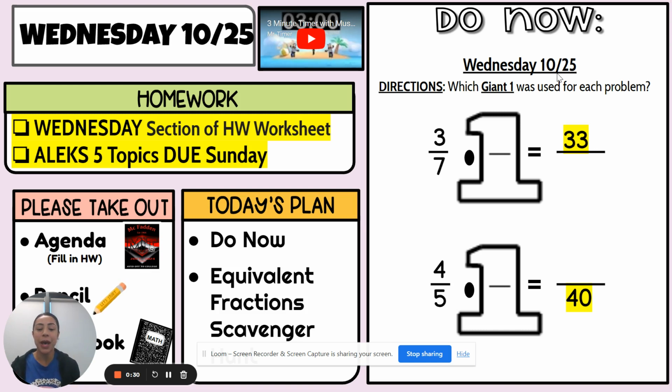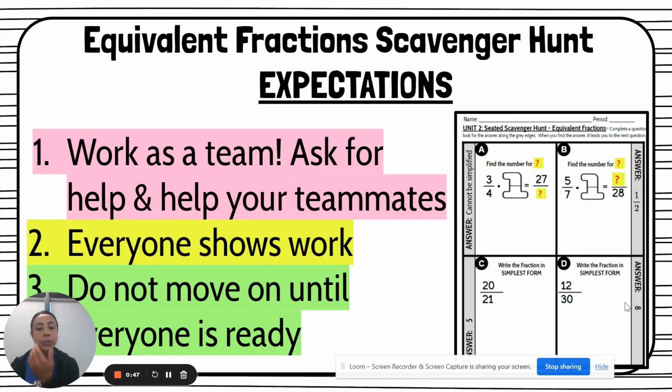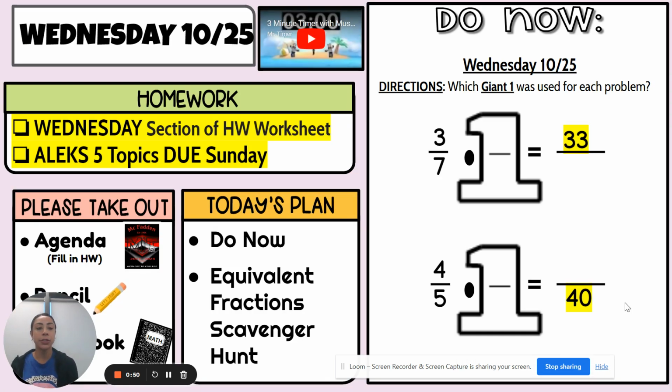All right, kiddos. Today's plan: we are going to have you complete the do now, and then I will explain what the classwork is. It's called the equivalent fraction scavenger hunt. As usual, you know what you're supposed to do when you come into class. Take out your agenda, write down the homework, which is Wednesday's section of the homework worksheet, as well as Alex 5 topics, and then complete the 2 problems in our do now. I will start the timer for 3 minutes. Once the timer is up, we will go over the do now, and then I will explain the classwork.